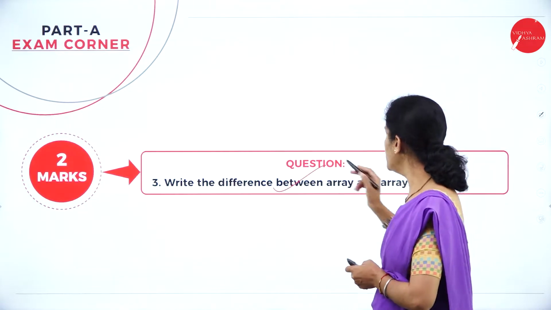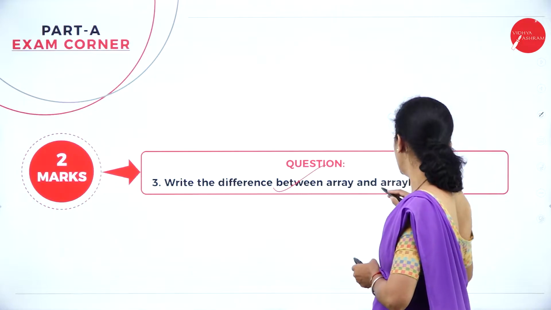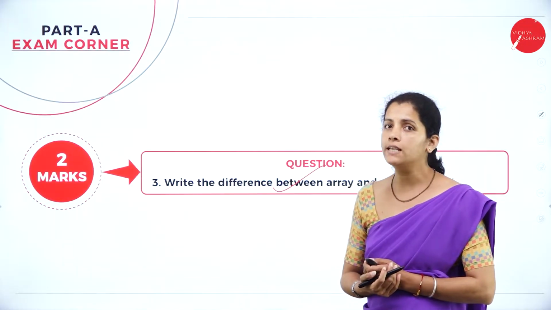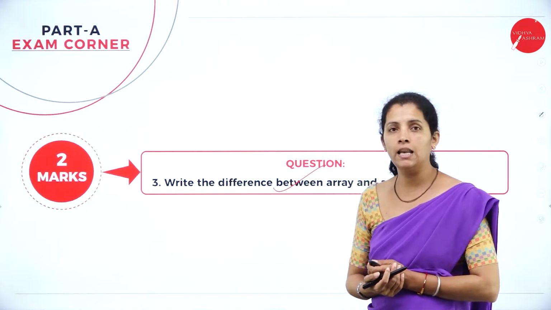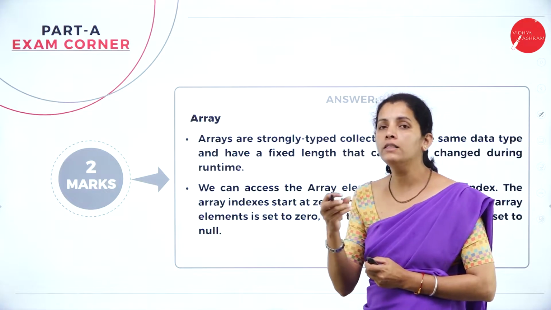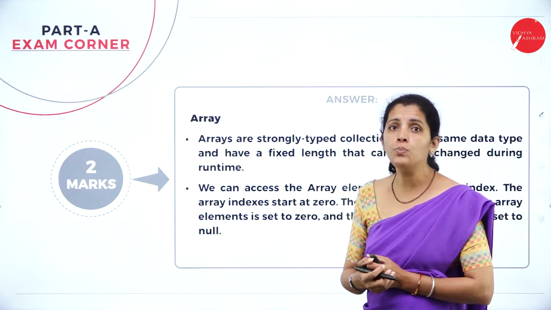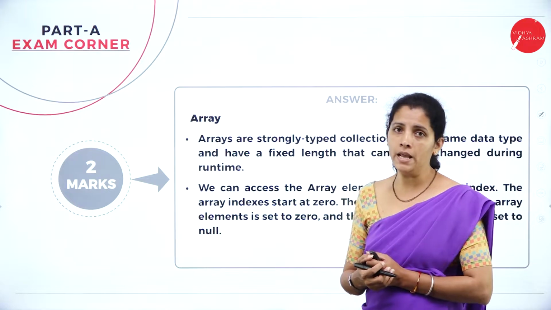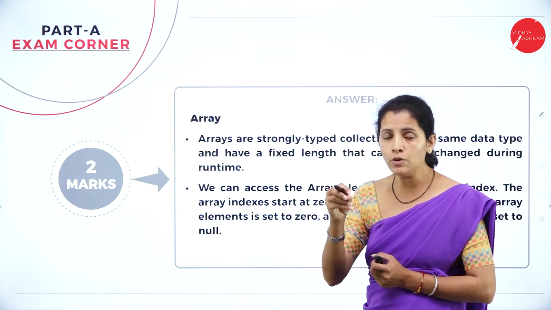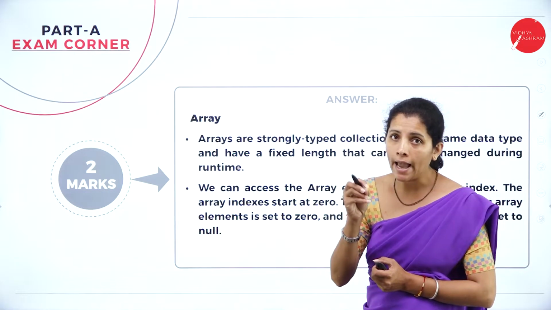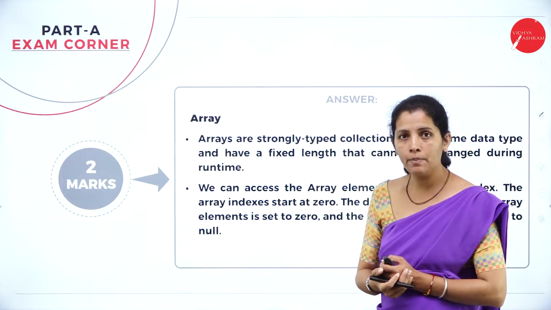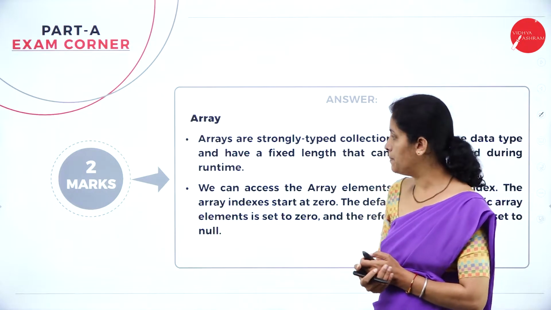Write the difference between array and array list in C#. So what is an array? It's nothing but a collection of homogeneous elements, and all the elements are grouped under the same name. Now, if I want to access the values or elements with the help of an index or subscript, I can access the array elements.